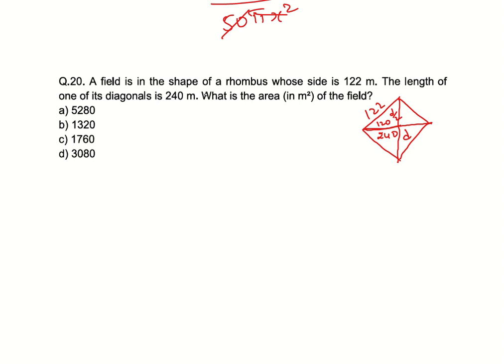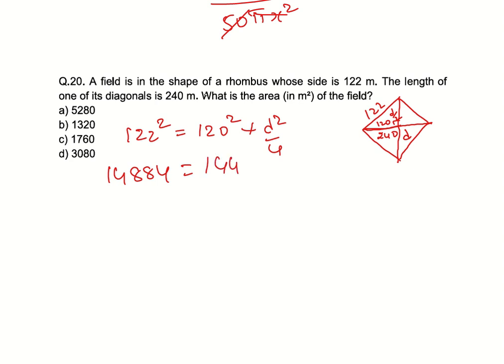So now we need to find D. It is forming a right angle triangle, applying the Pythagoras theorem. So 122 square is equal to 120 square plus D by 2 square, that is D square by 4. So 122 square is 14884 is equal to 120 square plus D square by 4. We can transfer that side and do the subtraction. So 484 equals D square by 4.